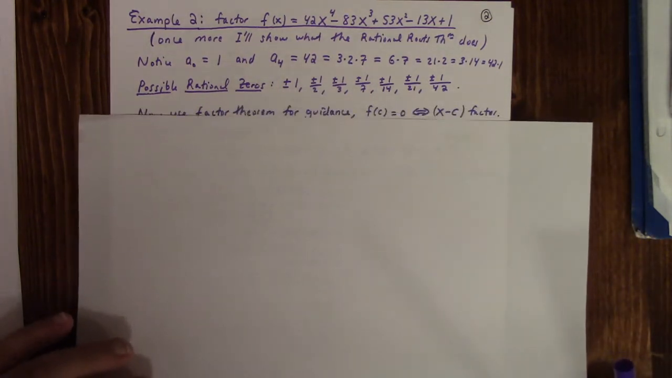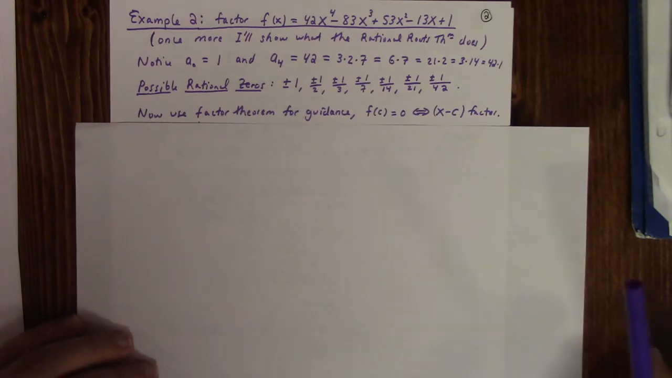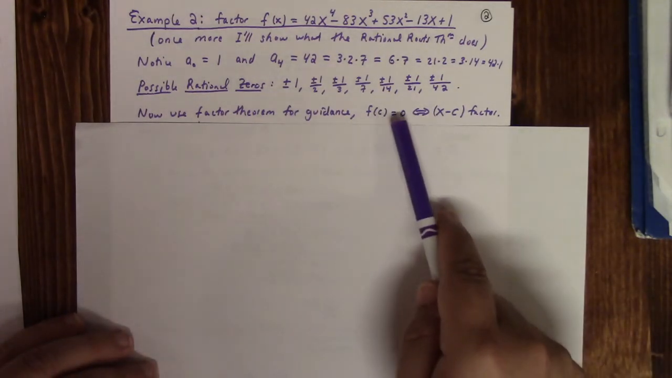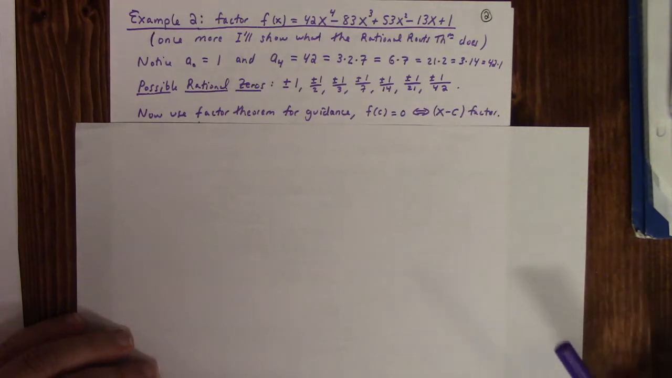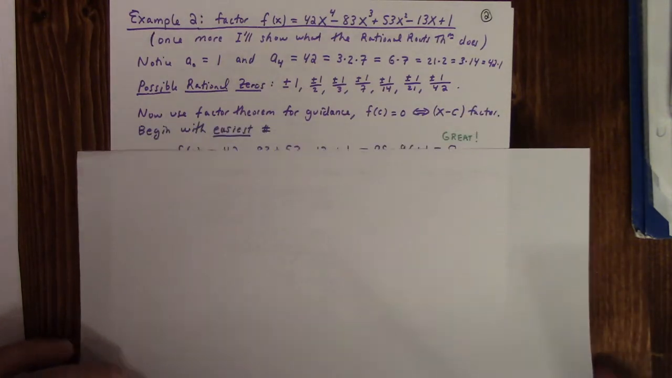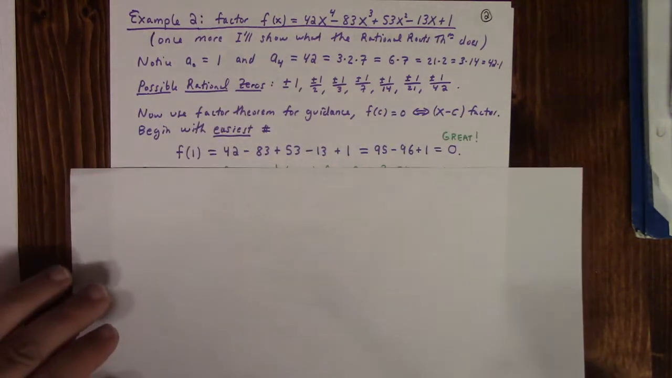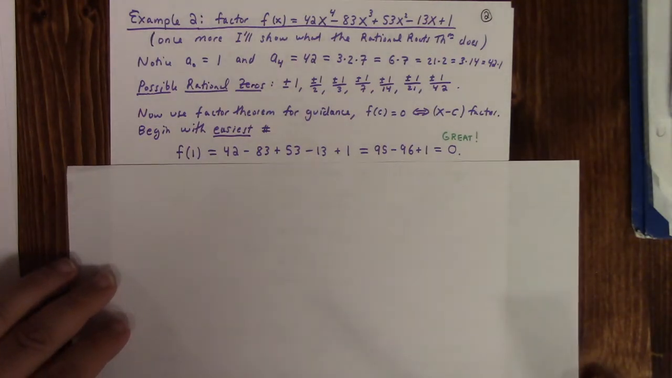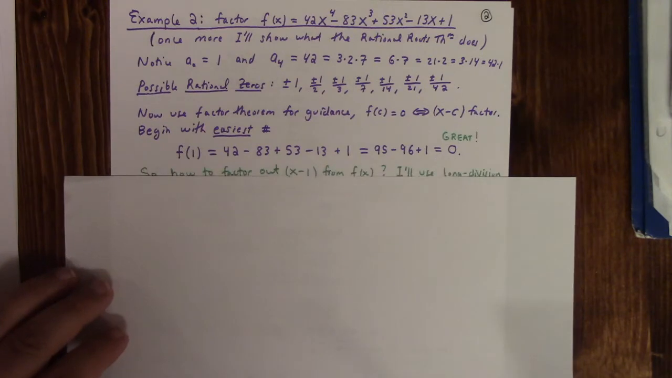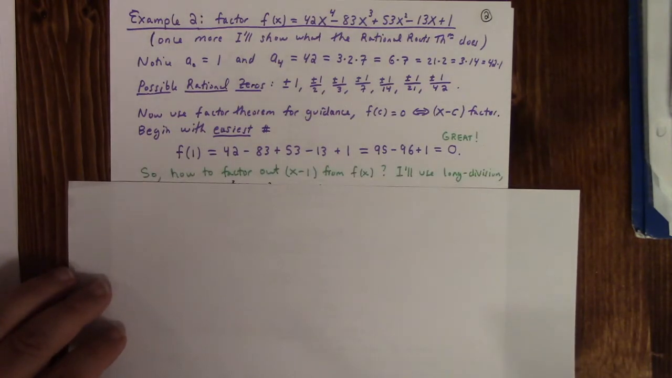All right, now we can use the factor theorem for guidance, of course. f of c equals 0 if and only if x minus c is a factor. So we'll begin with the easiest number. All right, f of 1. Oh, hey, that's 0. Great. So we can use that to factor out x minus 1, right? I'll use long division like I did in the last class.